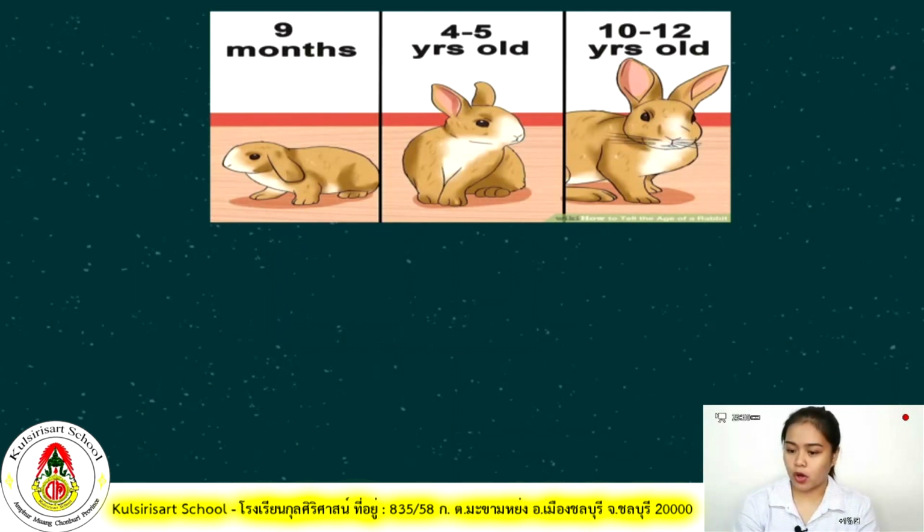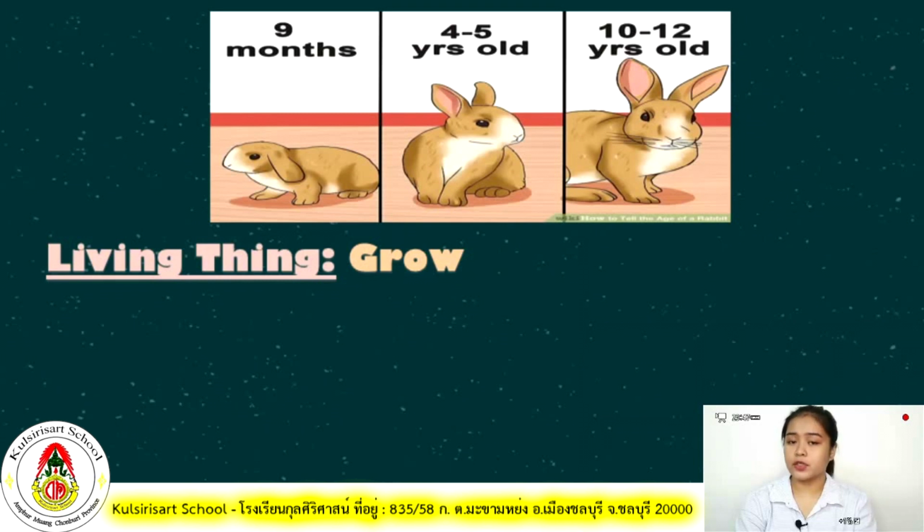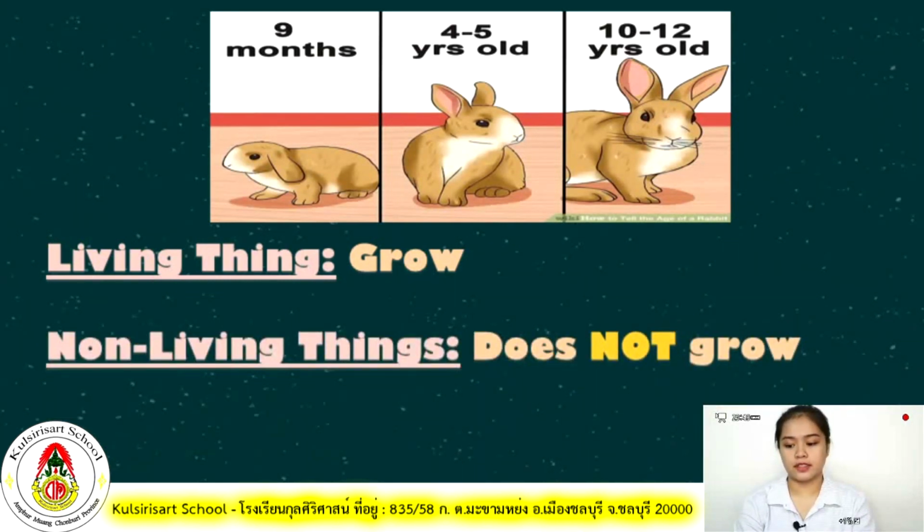From 9 months old, the rabbit became 4 to 5 years old. And from 4 to 5 years old, it became 10 to 12 years old. This process shows the process of growing or growth. Therefore, living things grow while non-living things do not grow. Again, living things grow while non-living things do not grow. Did you get it? Very good.